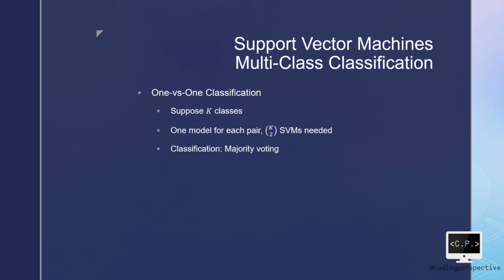Therefore, if we have K classes, then we need to train a model for all combinations of two classes. In the end, we will classify a test observation by looking at the most frequently assigned class.